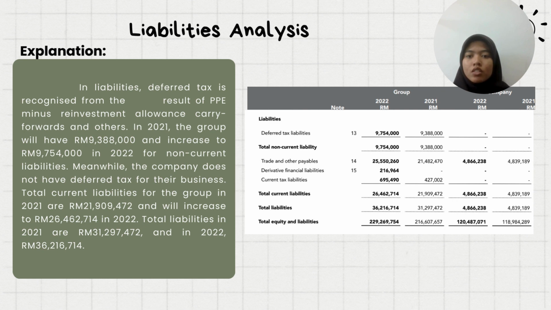Total current liabilities for the group in 2021 are 21,909,472 ringgit and will increase to 26,462,740 ringgit in 2022. Total liabilities in 2021 are 31,297,472 ringgit and in 2022, 36,266,740 ringgit.